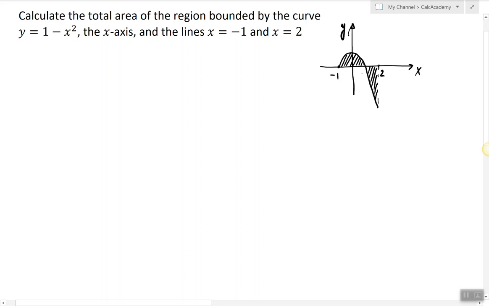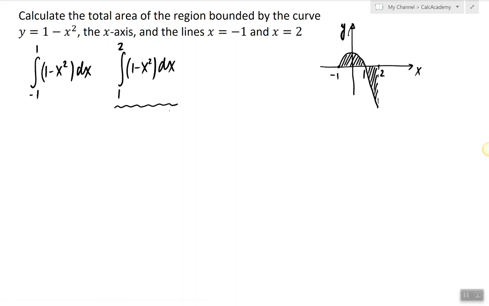So the integral that represents the area above the x-axis is the following. It's from -1 to 1 of 1 minus x squared dx. Now, if I just write the integral from 1 to 2 of 1 minus x squared dx, then the value of this integral will be negative because the entire region is below the x-axis.